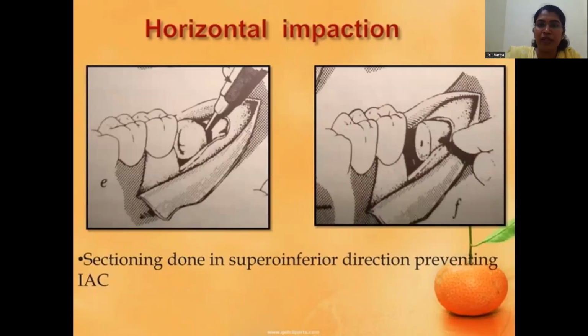Coming to the horizontal impaction, you can go for a supero-inferior direction sectioning to prevent inferior alveolar canal approximation and other things. Another possible technique is a hemisection. Then you remove the distal aspect of the tooth. Then you split the crown portion of the mesial aspect, which is hindered below your 7. You have to remove that particular portion of crown and then the root separately.